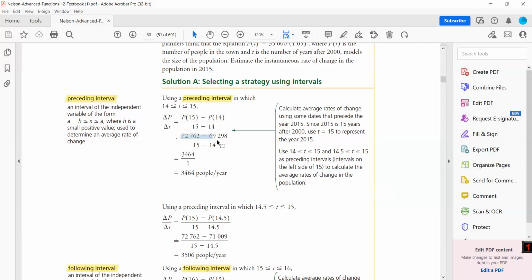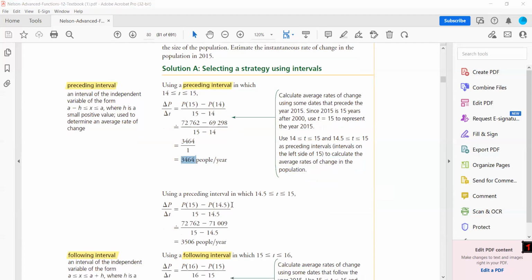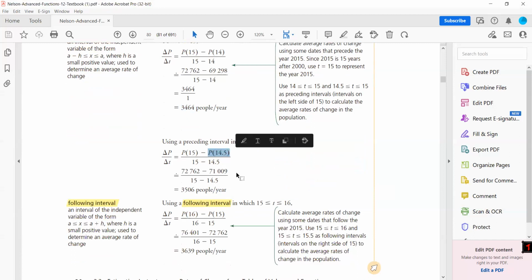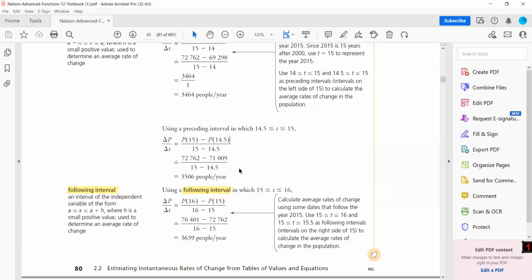Okay, so here they evaluated the function with respect to t equals 15 and 14. They calculated that the growth of population was 3,464 people per year. Here they use the other preceding interval, where it's 0.5 years, basically. And there they see that it's even more people per year.